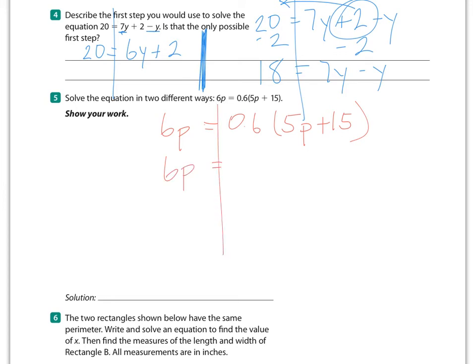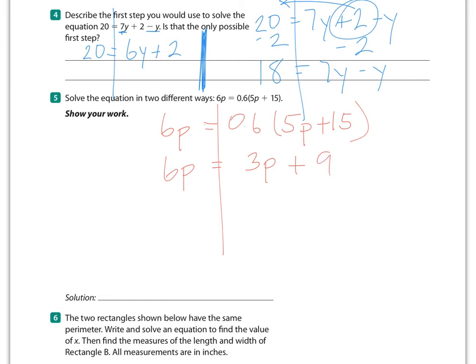Okay. Distribute 0.6, so 6/10. We're going to distribute that into both, and this should turn into 3p. And let's see, we're going to take 0.6, multiply that by 15. I believe that should turn into 9.